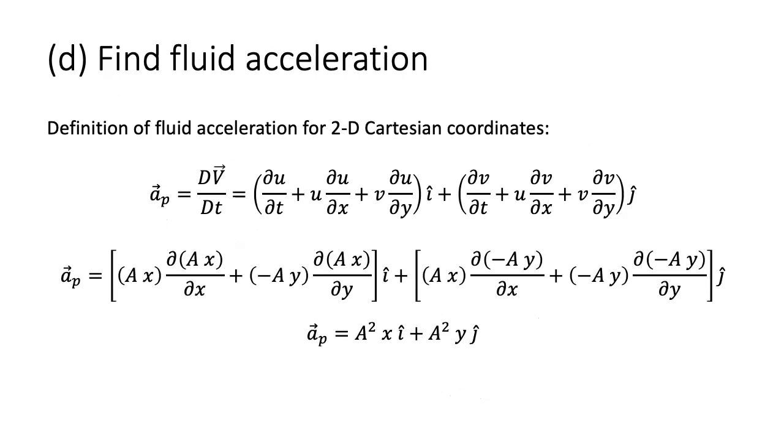For part D, to find the acceleration field, we substitute our known velocity field into the definition of acceleration for a fluid for Cartesian coordinates in just the x and y directions for our two-dimensional velocity field. Note that the fluid acceleration includes the local acceleration, which changes with time, and the convective acceleration. For our steady flow, the local acceleration is 0. However, because the velocity is changing with location, the convective acceleration is not 0.